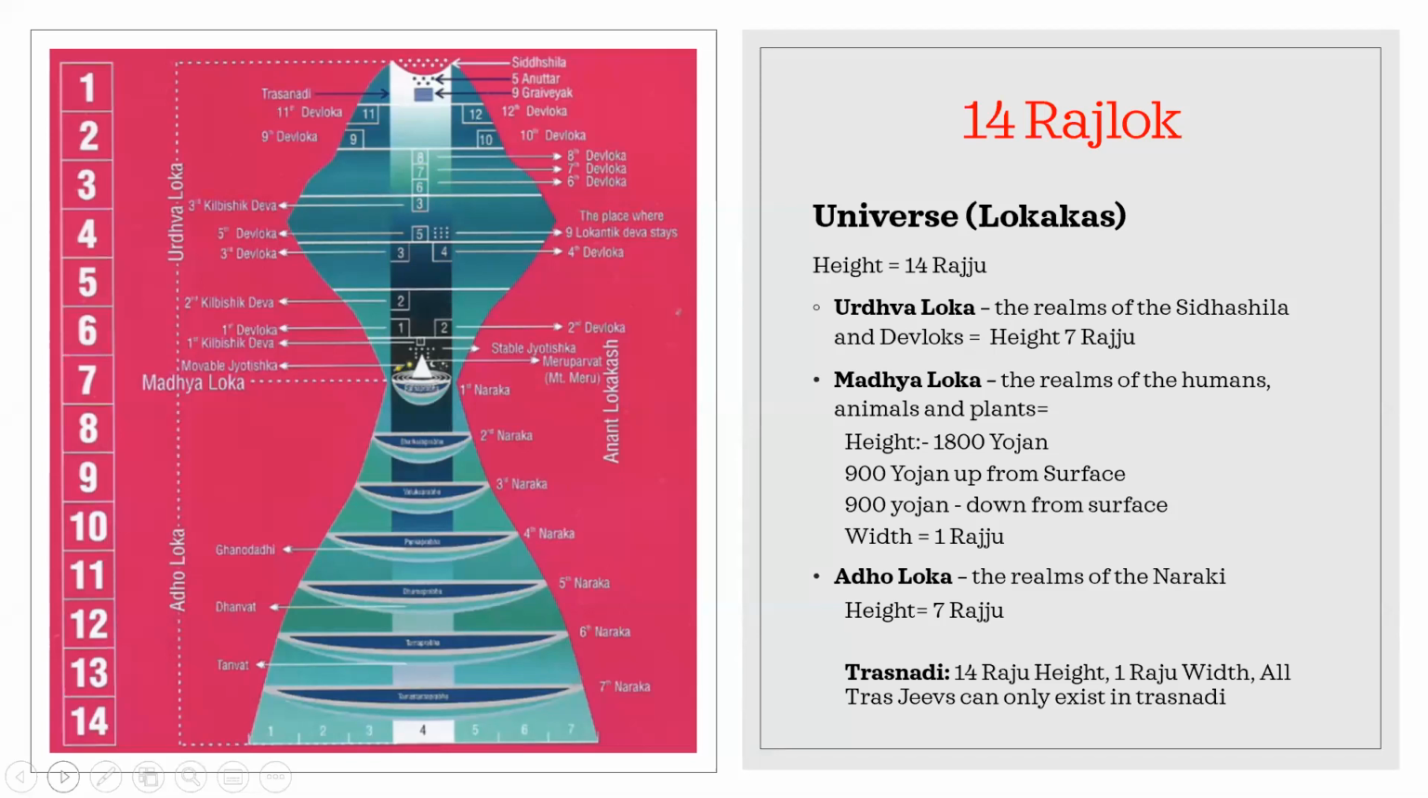And in the center of this Chaudrajlok is a Trasa Nadi that runs from the top to the bottom of the Chaudrajlok. And this Trasa Nadi is 1 Rajju in width and Chaud Rajju in height. And as you know, all the Tras jeeves can only exist within the Trasa Nadi. And outside the Trasa Nadi, there are all the Sthavar Ekindriya jeeves.